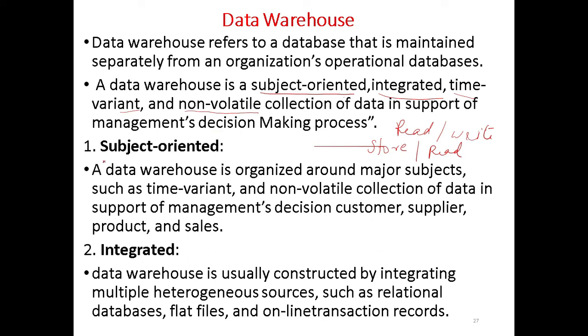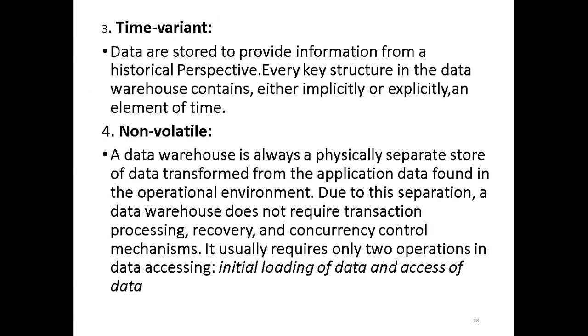Now, subject-oriented. A data warehouse is organized around the major subjects such as customer, supplier, product and sales. Next is integrated. A data warehouse is usually constructed by integrating multiple heterogeneous sources such as relational databases, flat files, and online transaction records. So the third term is time variant. The data are stored to provide information from a historical perspective.